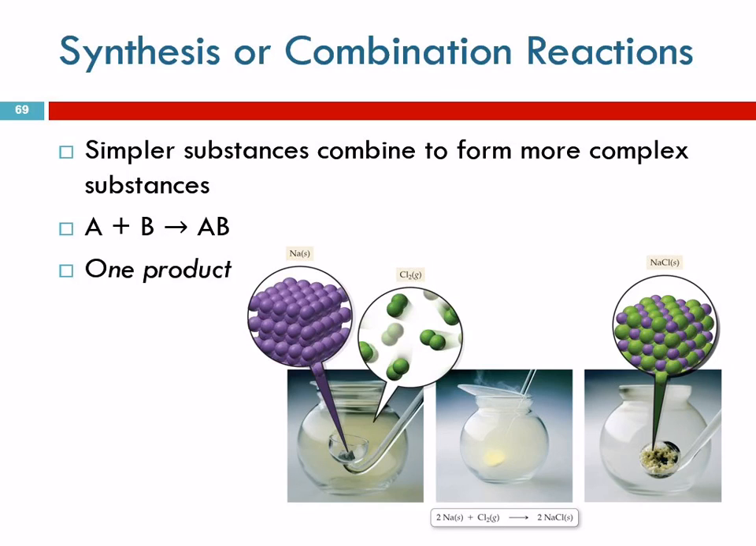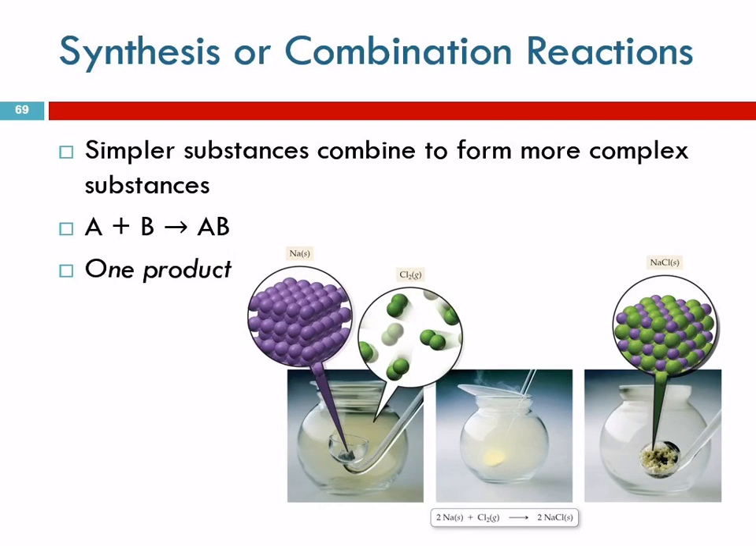So in a synthesis or combination reaction, we have 2 things combining. We have simpler substances combining, hence the name combination reaction, to form a more complex substance. And what we're going to see is it's going to have this form. We've got one thing plus another thing, and we get one product. So if you have multiple reactants and one product, it's a combination reaction. Those reactants were combined into one.